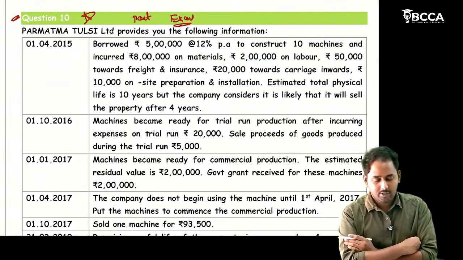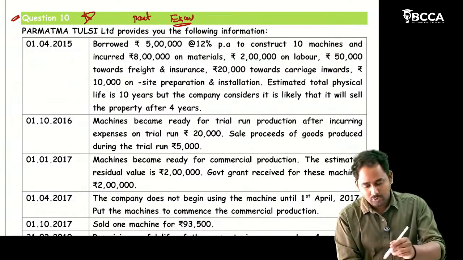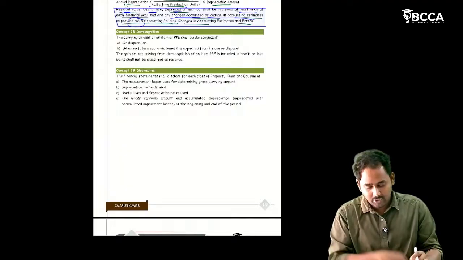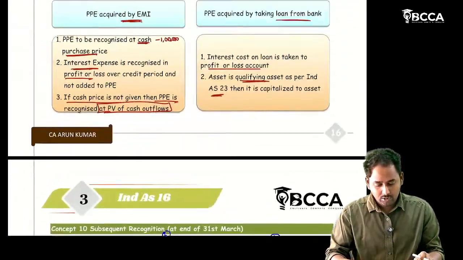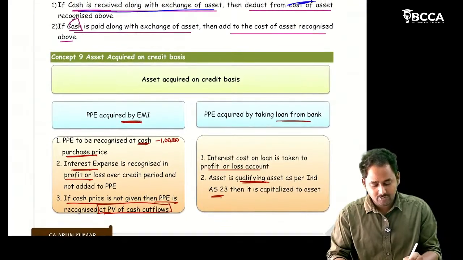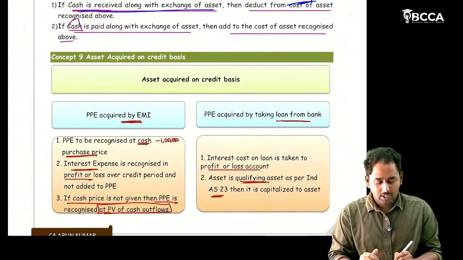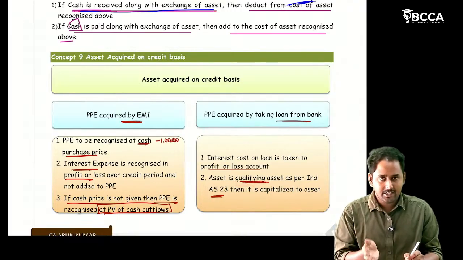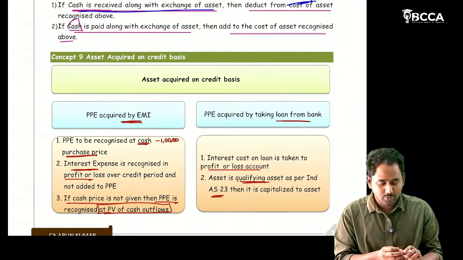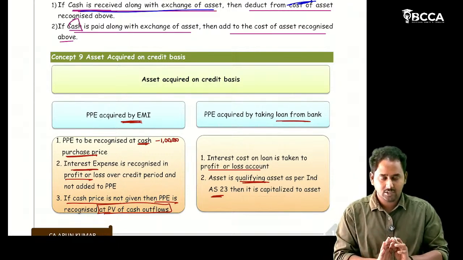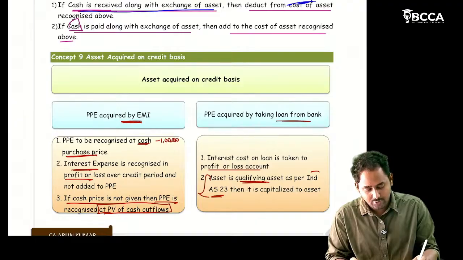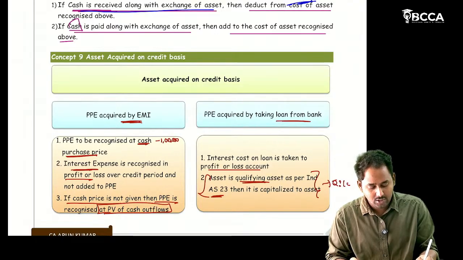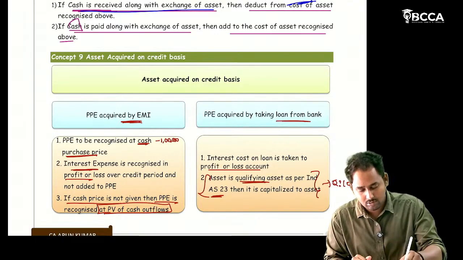So you should have the knowledge of Ind AS 23 also. Already in the concept book we have included that. If you have taken any loan, that interest amount should generally be transferred to P&L. Otherwise, if the loan is incurred on a qualifying asset, then the interest with respect to that loan amount should be capitalized to the cost of the asset. So you should have this knowledge, and you can relate this point to question number 10.